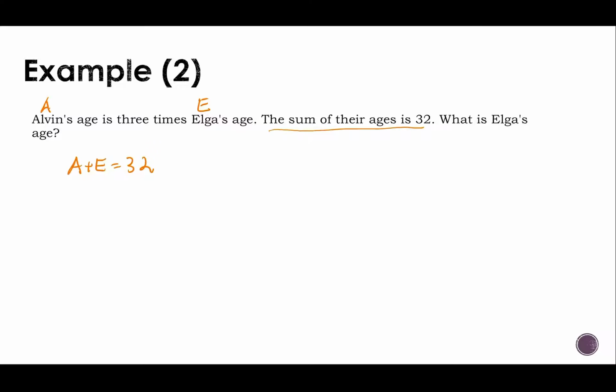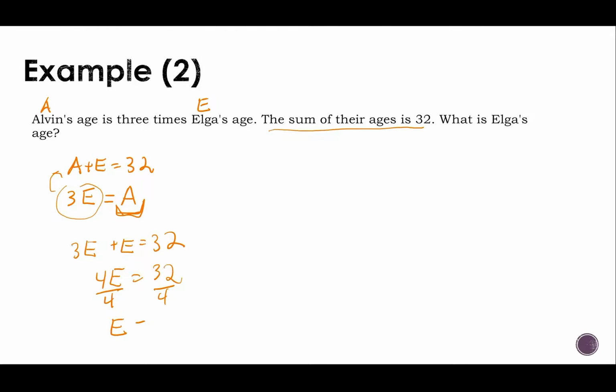Alvin's age is 3 times Elga's age. So if I take 3 times Elga, that's going to be equal to Alvin. So I have this solved for one variable. I can go ahead and substitute 3E in for A. So I have 3E plus E is 32. That means that 4E is 32. I go ahead and divide both sides by 4. So I get that Elga's age is 8. So Elga's 8 years old.